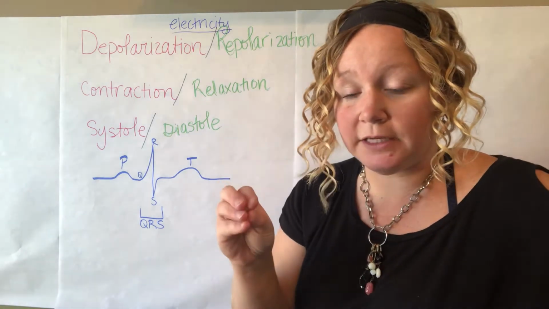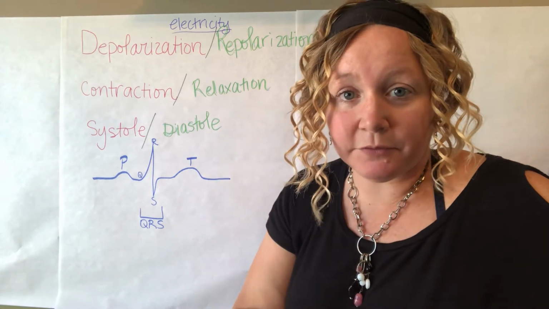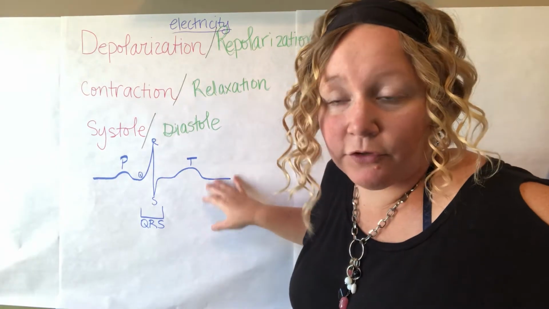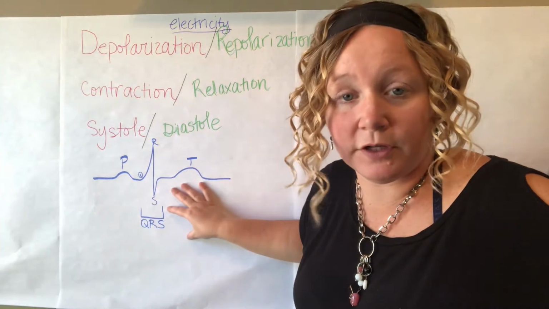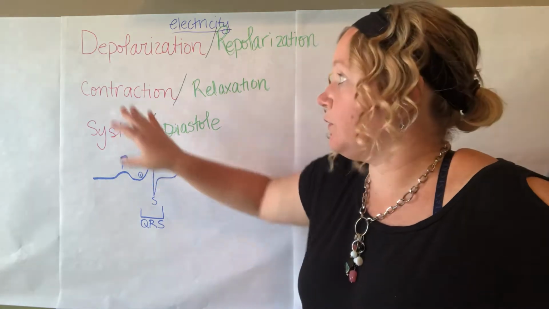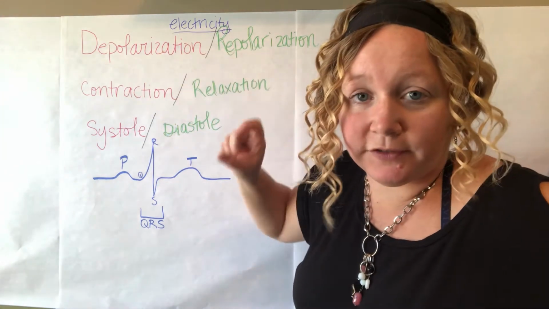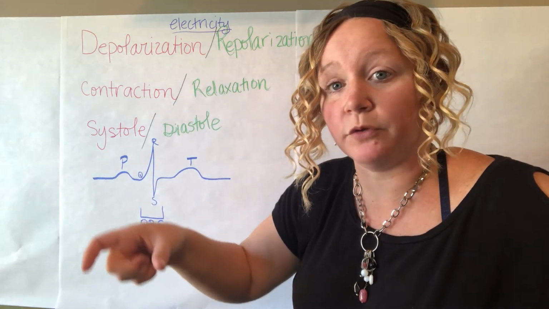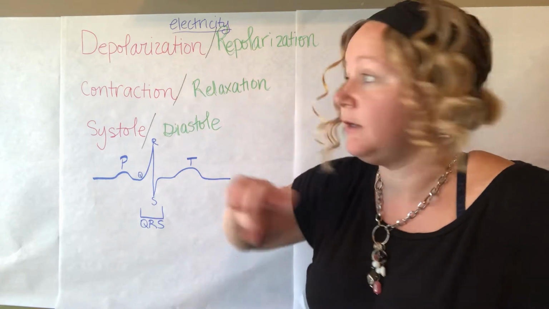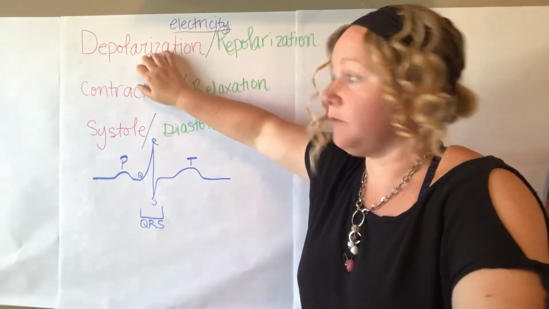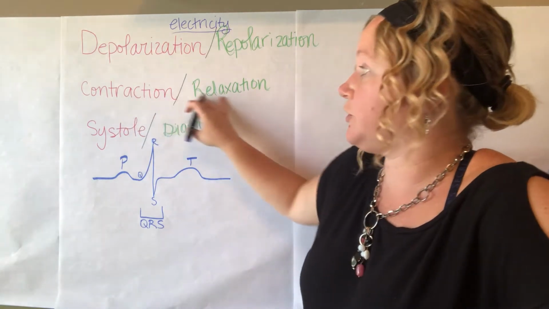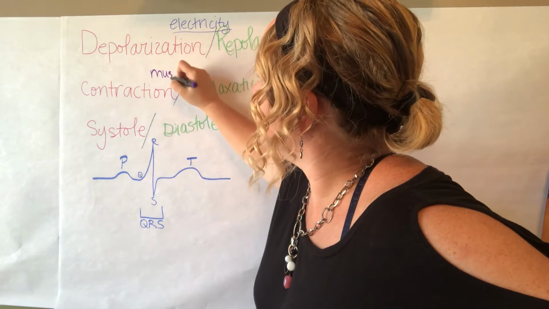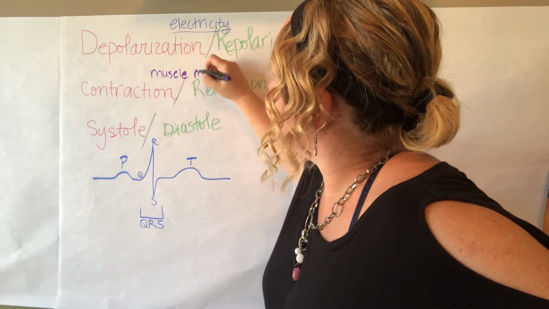So that electricity is what makes the muscle contract. What you're looking at on an EKG is electricity. So you're looking at the electrical pattern that's occurring in the heart at any given point in time. So think of depolarization or repolarization as electrical terms. So when I depolarize, it helps the muscle contract. When I repolarize, it lets it relax. So think of depolarization, repolarization is electricity. Think of contraction and relaxation as the muscle actually moving. So muscle movement.